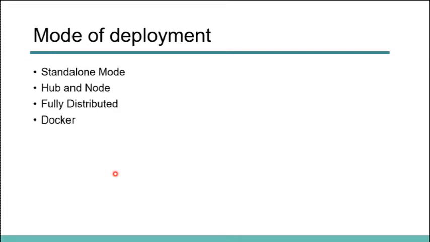Let's go to what the modes of deployment are. There are four modes of deployment in Selenium Grid 4. We have standalone mode, we have hub and node, we have fully distributed, and we have Docker.